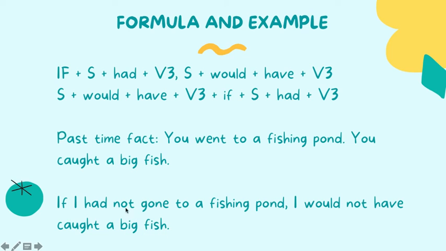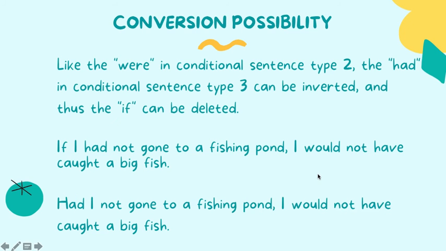So this is had, and then not is to oppose the contrary, and gone is verb 3, right? And then after the comma, it's followed by subject I, and then would not is to oppose, and then have verb 3, caught a big fish, right? So this is the cause, and catching a big fish is the result. If I had not gone to a fishing pond, I would not have caught a big fish. The same as what happened in were, right?